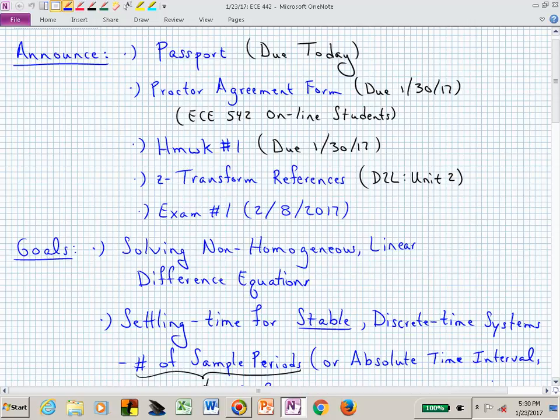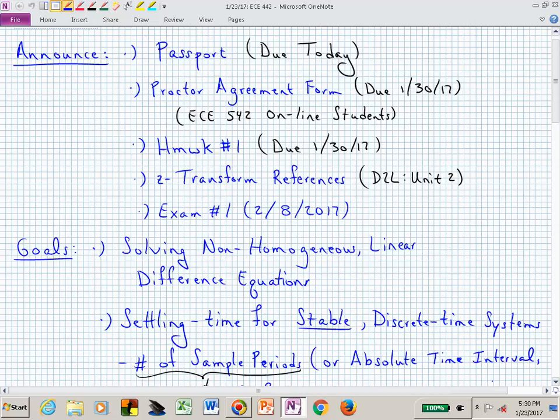Before we talk about goals, just as a reminder, the passport is due today and that can be turned in to the Dropbox on D2L. The Proctor Agreement form, if you're an online student, I need you to submit that by a week from today. Homework number 1 is due in a week.